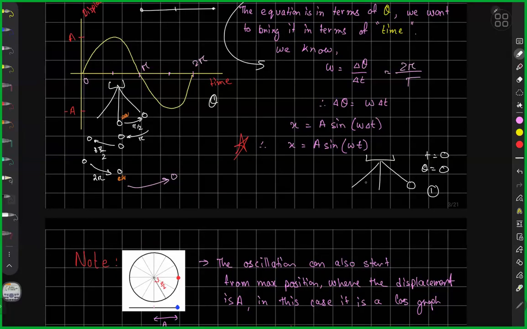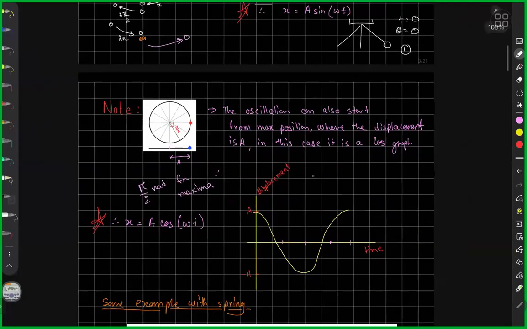And this is no longer a sine function that you will see. This will be a cos function. Why? Because cos functions have a maxima at 0 degrees or 0 radians. Do they not? They do. So this now is no longer x equals a sine omega t. This is x equals a cos omega t.